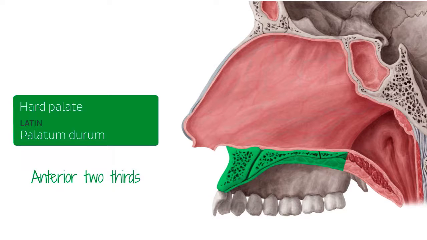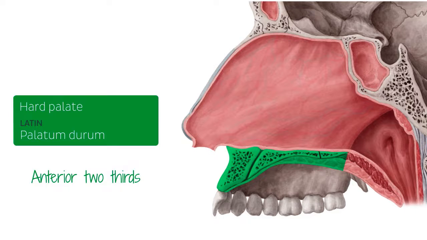Anteriorly and laterally, it's lined with the upper dentition or the maxillary teeth. The hard palate is formed by the palatine processes of the maxillae and the horizontal plates of the palatine bones. The hard palate separates the oral and nasal cavity.